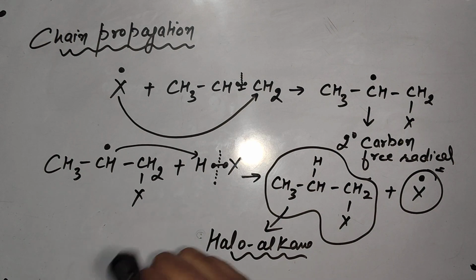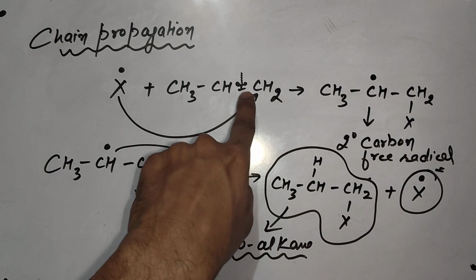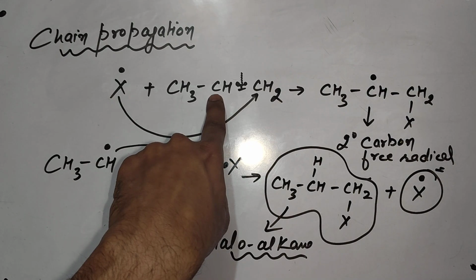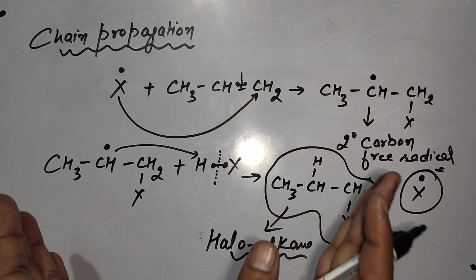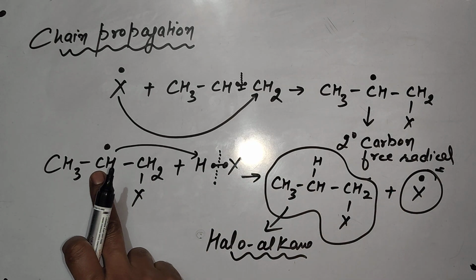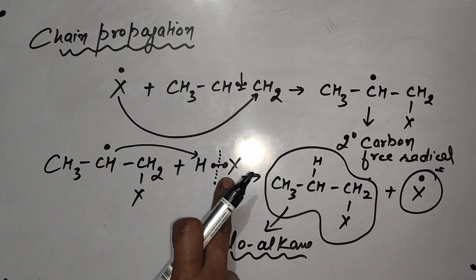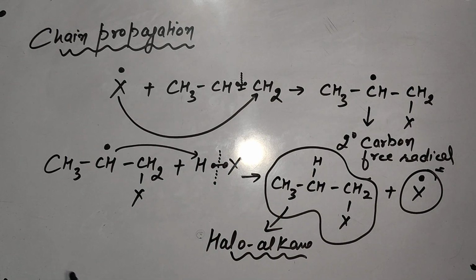Now where X is joined, you can check in the final product: X is joined to this carbon, not to this carbon, which would be according to the Markovnikov rule. That's why this rule is known as the anti-Markovnikov rule. Now the question will arise: sir, why is X not joining the other carbon, and why H instead?